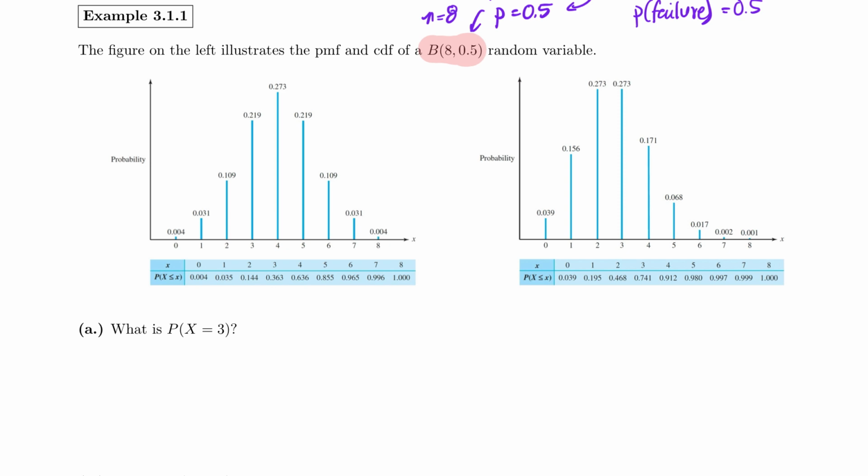And if we look at our PMF, it is exactly symmetric. We have 0.004 on the ends. We move in by 1, 0.031, move in again, 0.109, move in again, 0.219, and in the very middle we have 0.273. That point in the middle, because this is symmetric, is going to be our mean. And if we calculate it, we would also find that it's our median, because our distribution is symmetric.